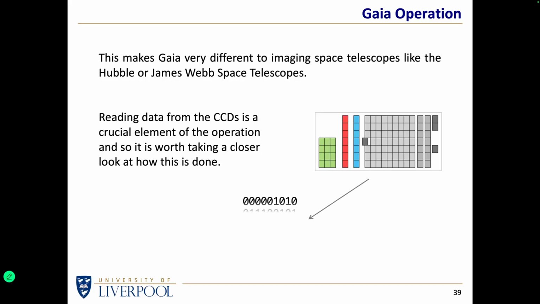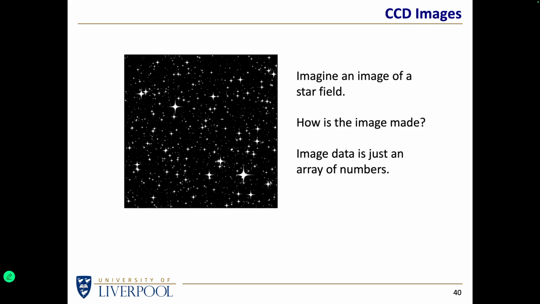And the way you get from, here's a detector array of CCDs, how do we go to the data that we want that tells us what photons of light arrived in what pixel and when? It's the way the data is read out that makes Gaia different from every other space telescope. And to make sure that we appreciate that, it's worth taking a closer look at how that's done. So firstly, how do space telescopes like Hubble and James Webb work? Imagine a star field, and we can think about how you build up an image.